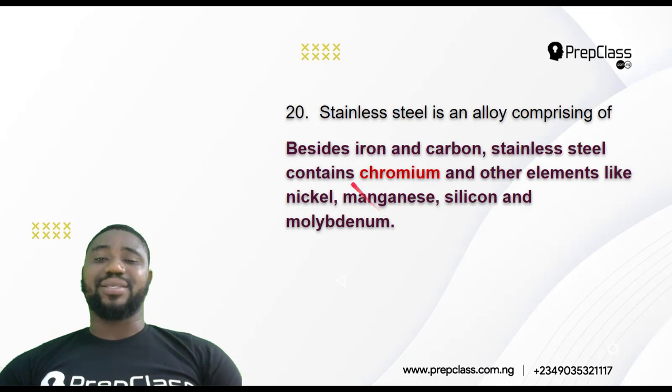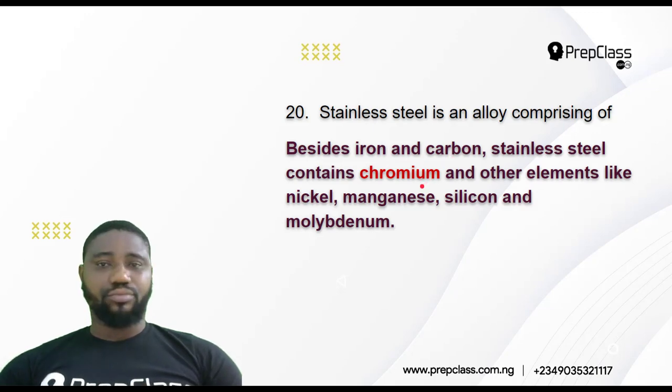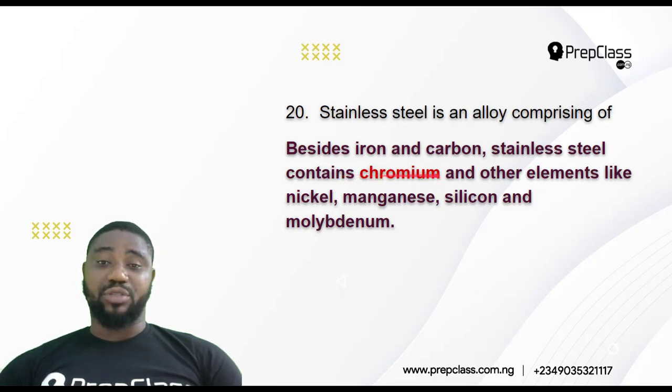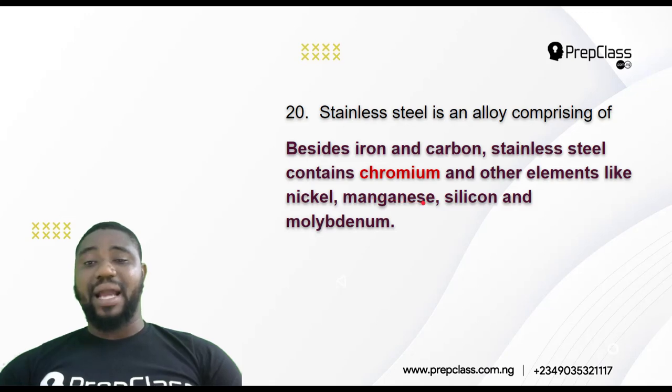Now one thing you must know about stainless steel is that besides or apart from iron and carbon, stainless steel always contains chromium. Chromium is very, very important in stainless steel. So it contains iron, carbon, chromium. That's why I differentiated it with the red pen, chromium. I typed it in red. So it must contain iron, carbon, chromium, and any other element, maybe like nickel, manganese, silicon, and molybdenum.